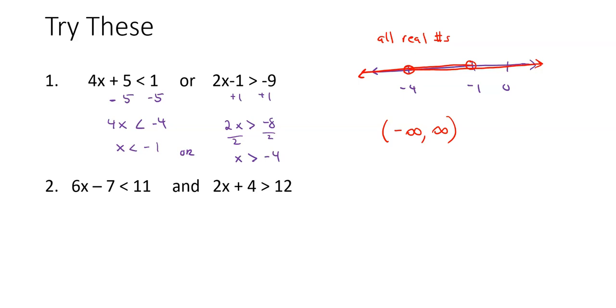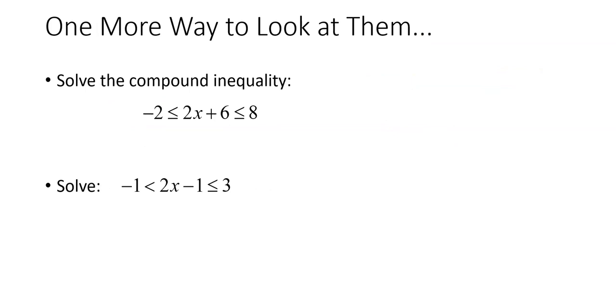All right, sometimes these compound inequalities will be given to us as a compound inequality. So rather than writing 2x plus 6 is greater than or equal to negative 2 and 2x plus 6 is less than or equal to 8, we might write it this way. So we can solve these compound inequalities rather than separating them, keep them together, and perform the operation on all three pieces. So you notice I've got a 2x plus 6.